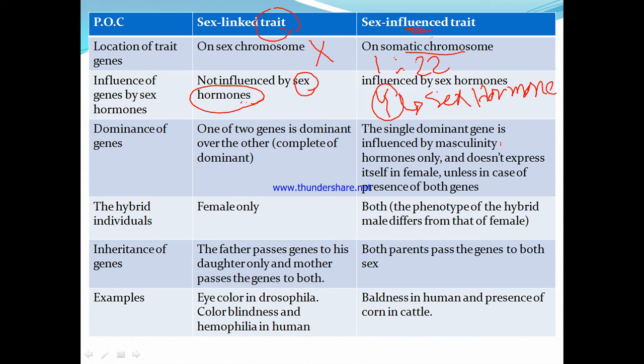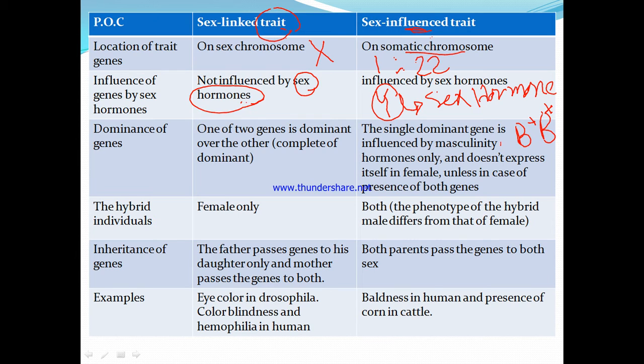Sex-linked trait applies complete dominance: one allele dominates over another allele. Okay? But in sex-influenced trait, it's complete dominance in male. But in female, it must be present as pure B positive B positive to appear, because in female there is no Y chromosome.